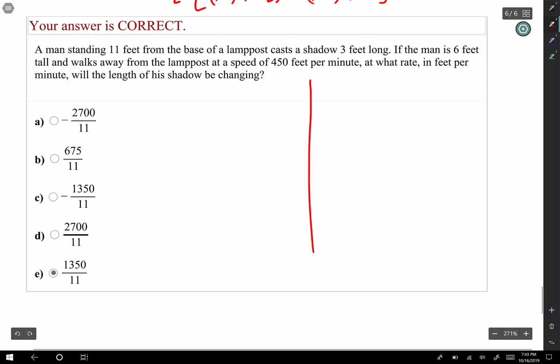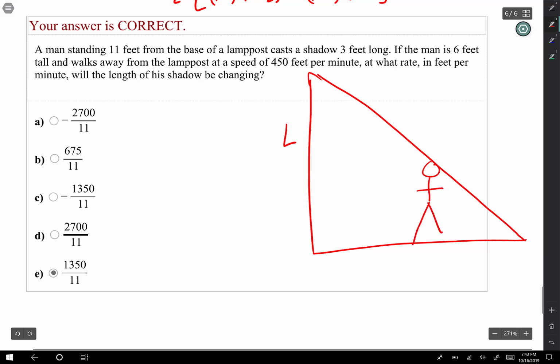Okay, let's draw this. So this is a lamppost, L, and here is the man. He is 6 feet tall, so we can write that in there. And hopefully you can see similar triangles right there. His shadow is actually right here in black. So I'm going to say S for shadow. That's not a 5, that's an S. And I'm going to say the distance from the lamppost to the man is X. So let's see if we can do proportions, guys.